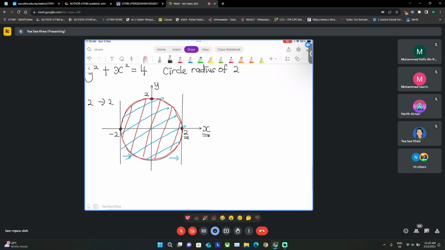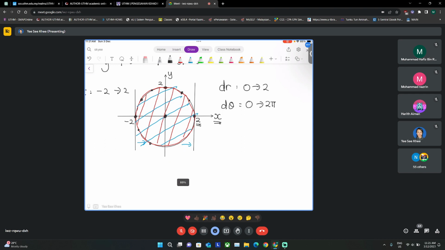So you could write down your dr. It's from 0 to 2, right? All the points will be from the center until 2. And for d theta, if you refer to the whole circle, the angle will be 2 pi.